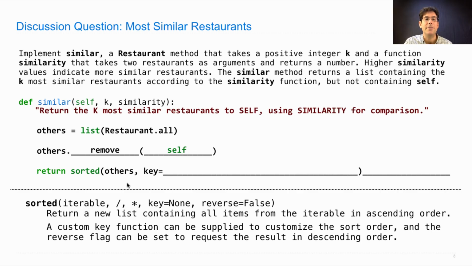So how do we make sure that others is ranked according to its similarity to self? Well, we write down a function of one argument that computes the similarity between self and r. I've negated it so that most similar restaurants come first and the least similar restaurants come at the end. Now that we've sorted them all, we don't want to return the list of all other restaurants, but instead just the top k, which we can do with a slice.